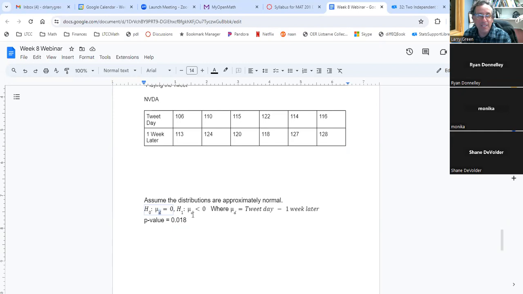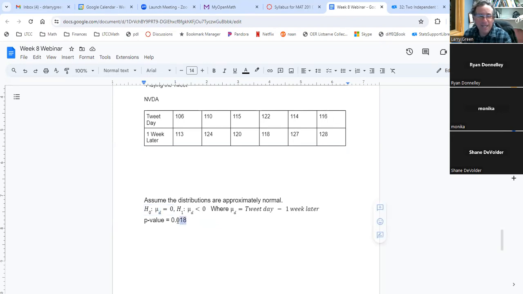H1 is mu sub d is less than zero. And by the way it always works is first minus second. So notice 106 is less than 113. 106 minus 113 is less than zero. Any questions on how I got H naught and H1? That clear? Okay. And mu sub d is tweet day's population mean stock price of NVIDIA, and 1 week later's population mean stock price of NVIDIA, and subtract the two. Any questions so far?